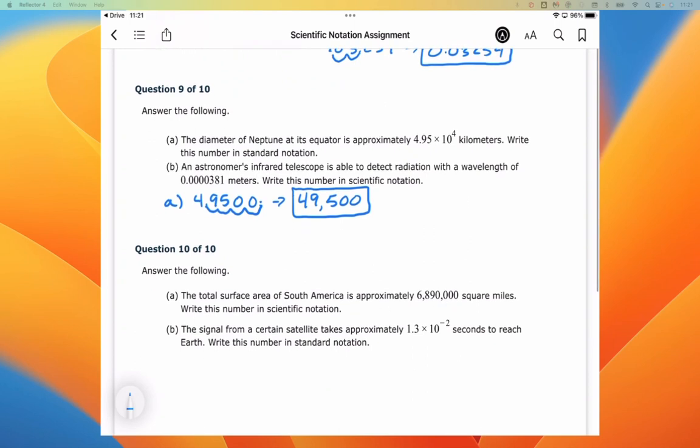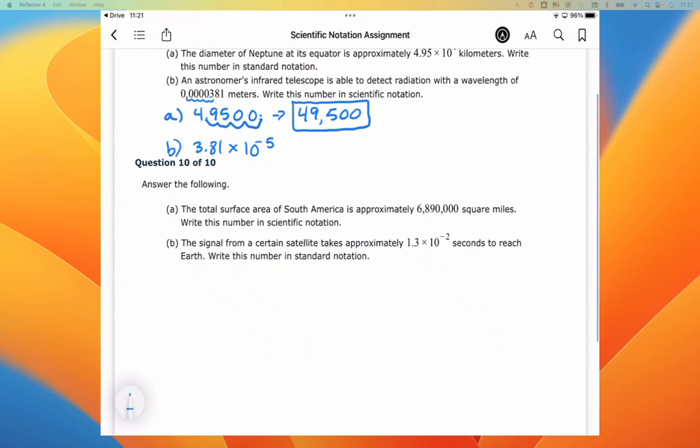And then part B, we have an astronomer's infrared telescope is able to detect radiation with a wavelength of whatever that number is, meters. Write this number in scientific notation. So we're going to move the decimal to the right 1, 2, 3, 4, 5 spots to have only one number that is not 0 in front of it. So we get 3.81 times 10 to the 5th, and that is a -5 because that number is less than 1.